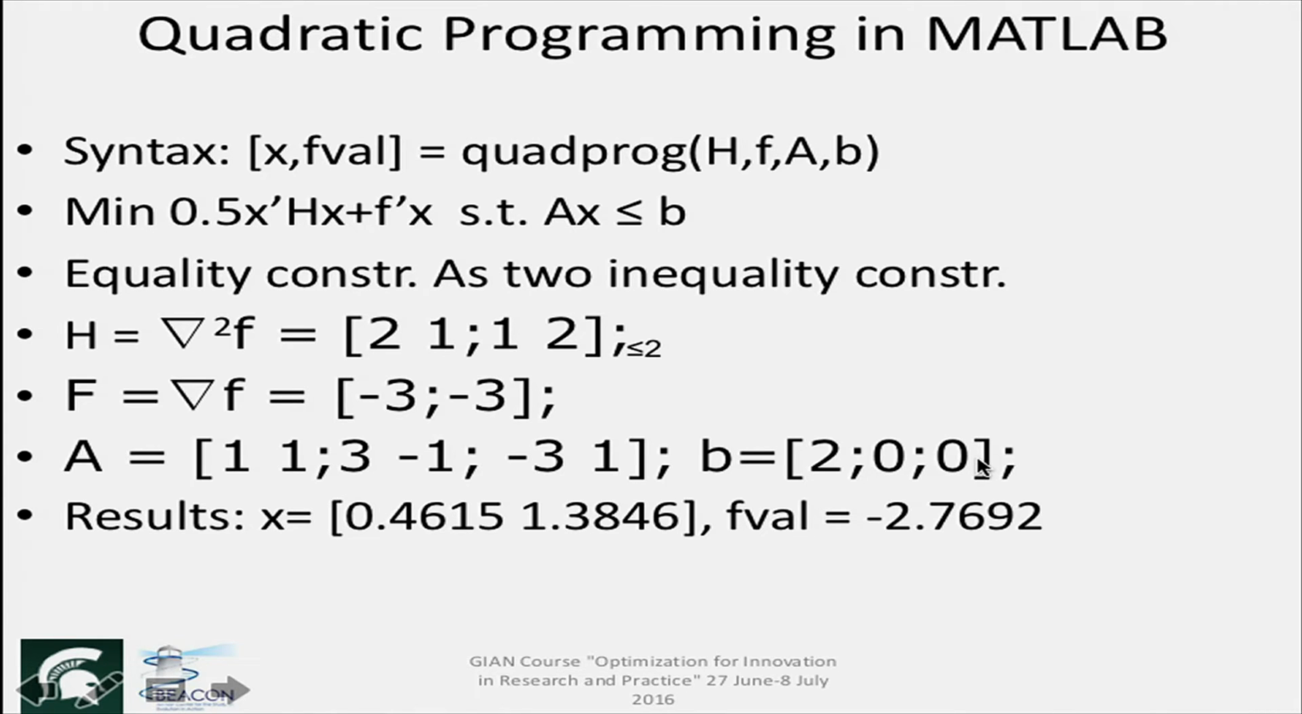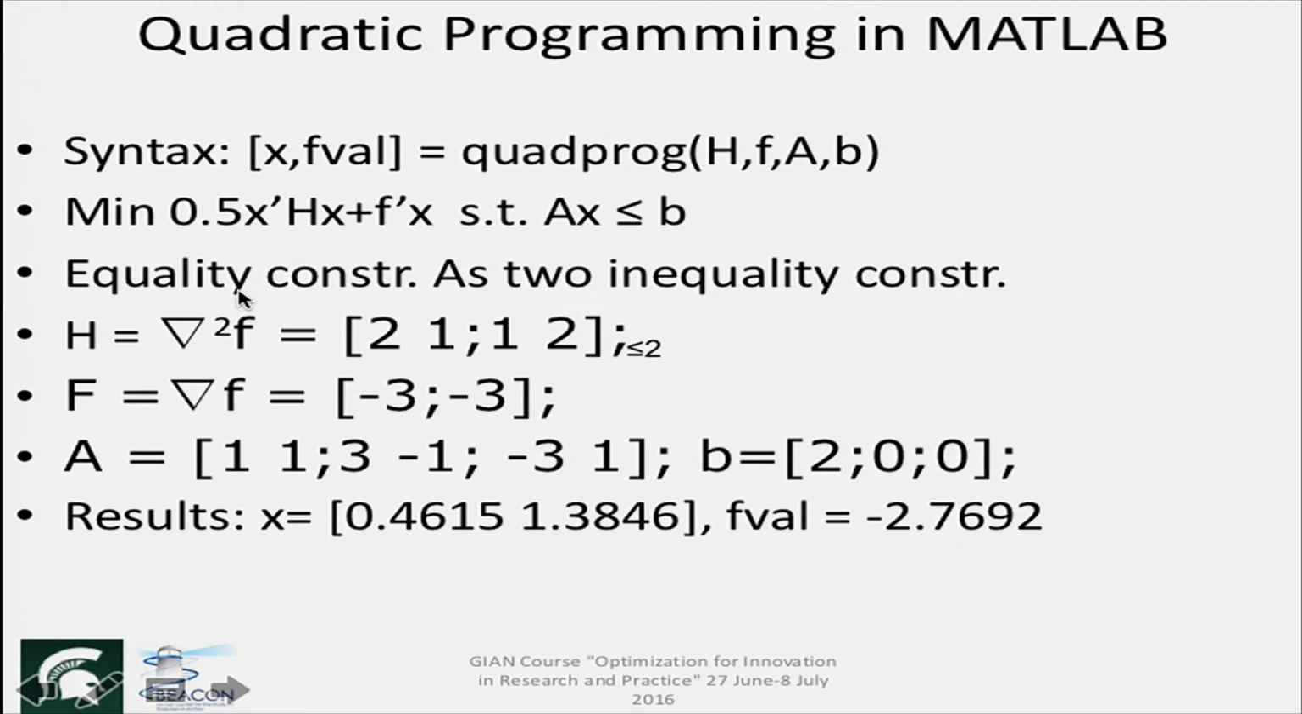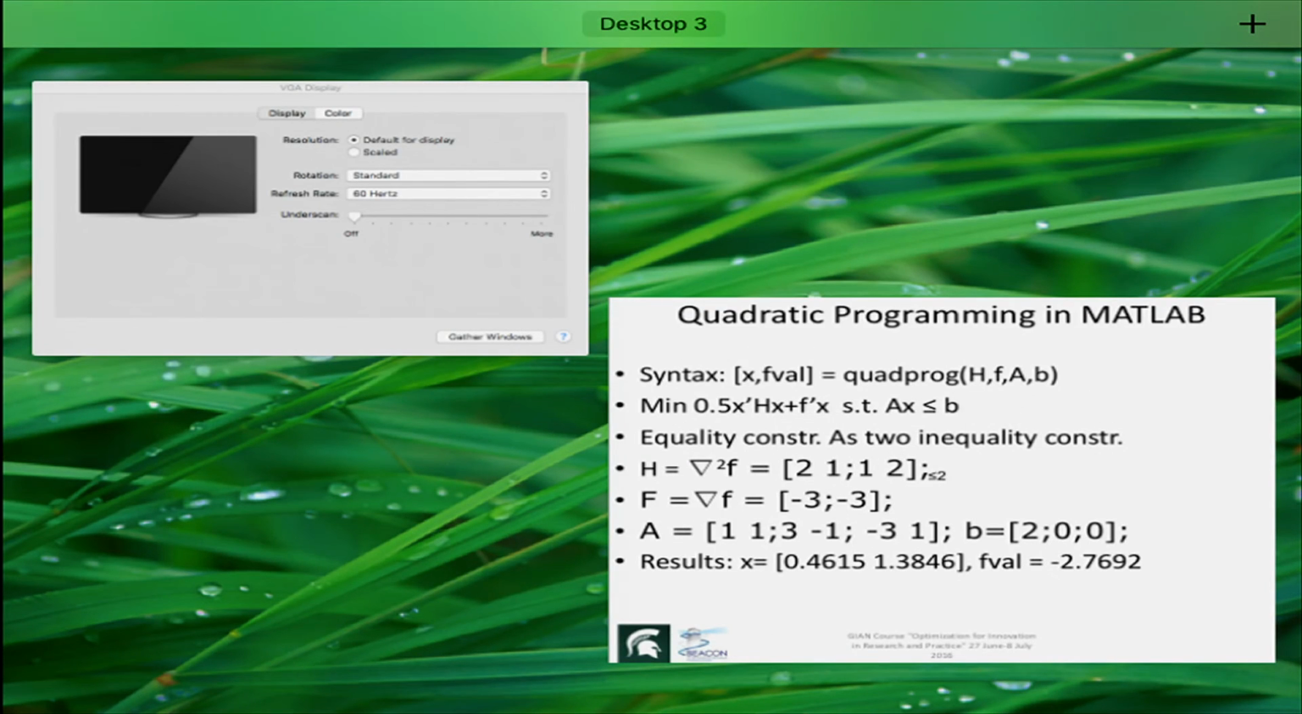Now if I call this, I get the result 0.4615, 1.3846, and minus 2.7 as the function value. So it works. You could also solve this by using A and B. Let me go back to MATLAB and show you the quadratic programming syntax here.